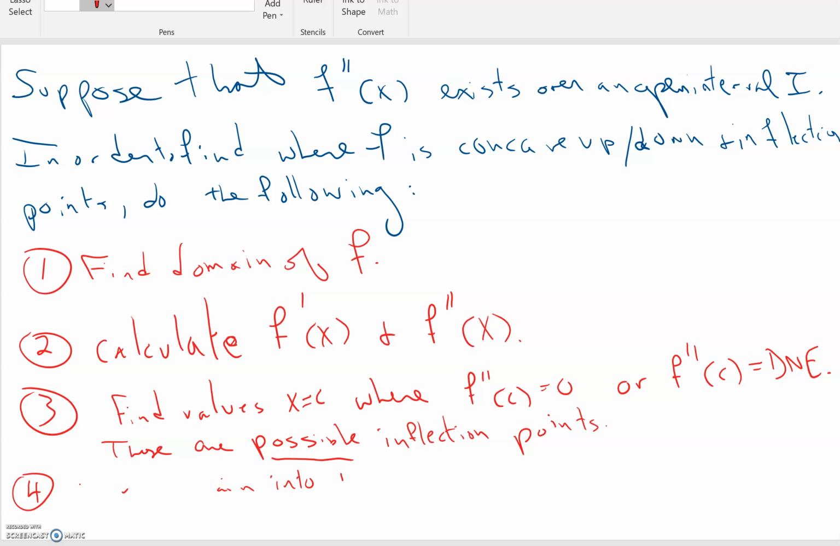Oh, you know what? I almost forgot. Before we do that, sorry, we need to check that your possible inflection points are actually in the domain of the function. So check that f of c is defined. That's important because you might find a potential inflection point that wasn't even in the domain of the function, in which case you have to exclude it. Okay, now we can move on to the next step.